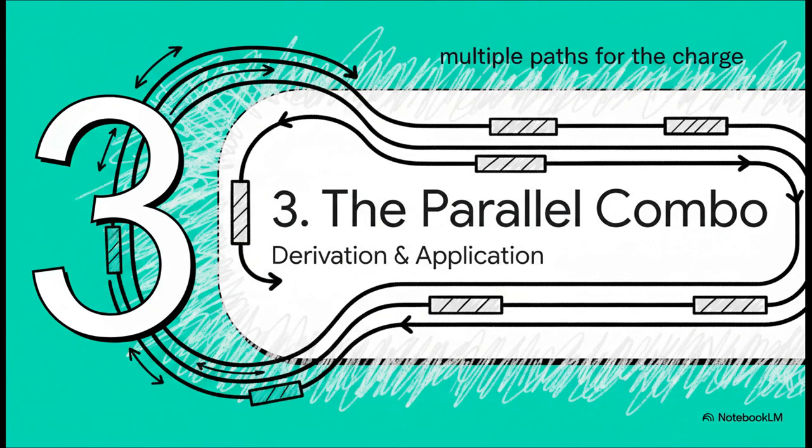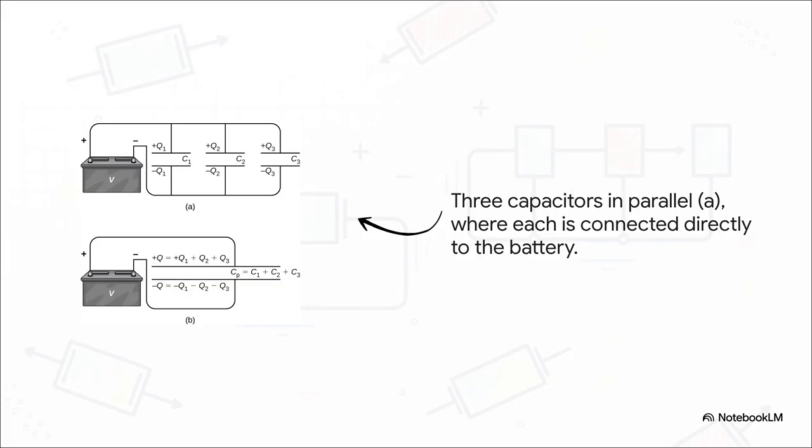All right, let's pivot to the other main setup, the parallel combination. This one is all about giving the charge multiple paths to take, which is the exact opposite of the series case. In a parallel circuit, you can see that all the positive plates are connected together to one common point, and all the negative plates are connected to another. This wiring structure means that every single capacitor is connected directly across the terminals of the battery.